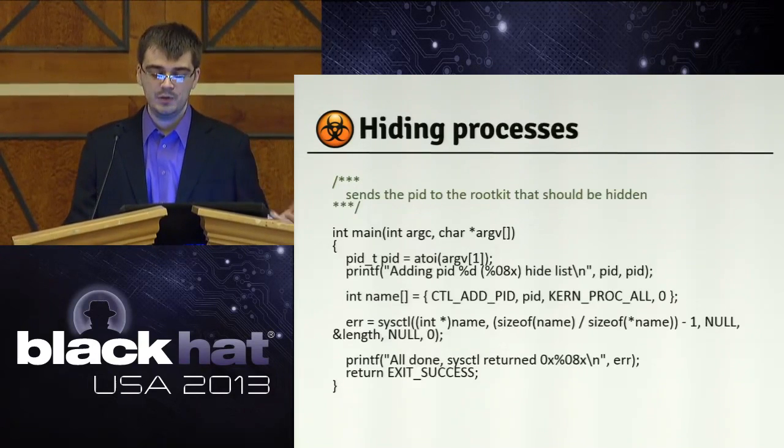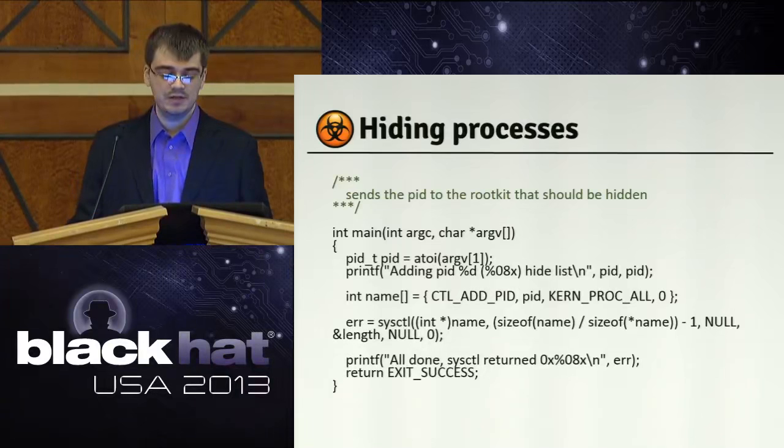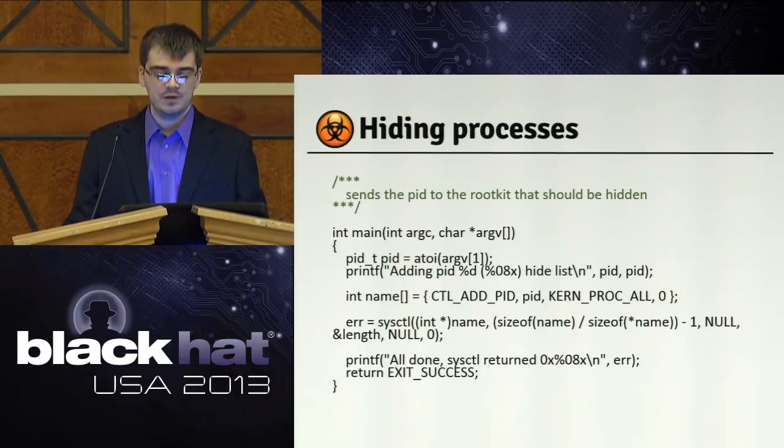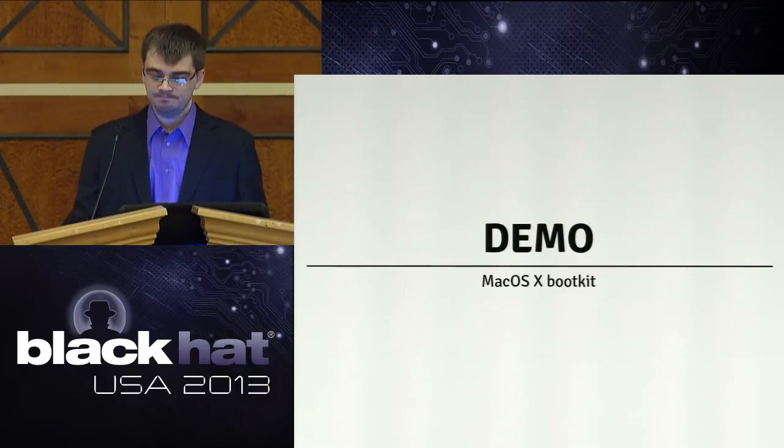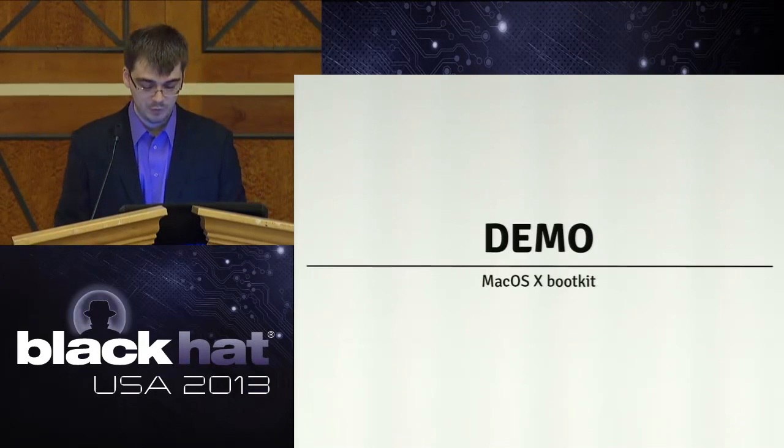So how do we hide processes? This is yet another short snippet, which is basically us running a syscall with a set of parameters which are analyzed by the bootkit itself, which then knows what to do. And in this case, it is just adding a new process to be hidden. So with that, we have a demo of how that actually works.